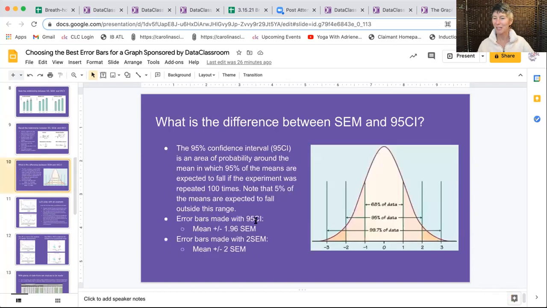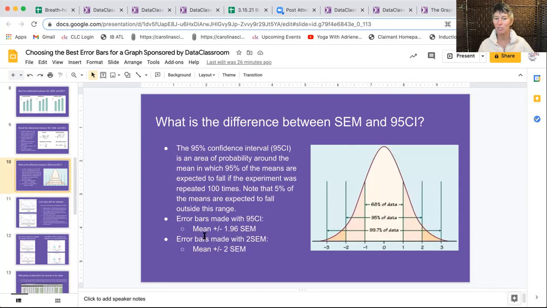Does that mean they're the same thing? This is a question that came up during the live workshop, because a lot of people are shortcutting in science. They say, well, you can use 2 standard errors of the mean or the 95% confidence interval because the calculation is so close. So error bars made with 2 standard errors of the mean and the 95% confidence interval are given here.